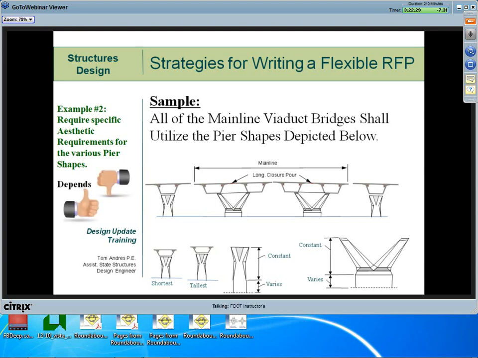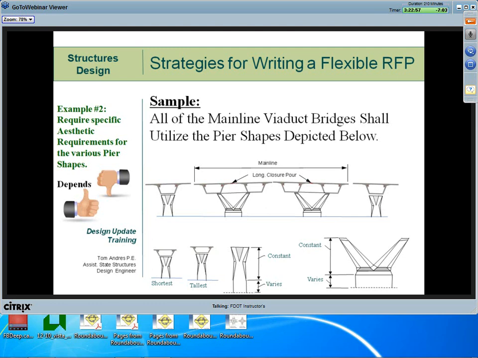This is one of the few areas where a prescriptive approach is appropriate if, in fact, aesthetics is a real commitment. One note of caution here to ensure that you get what you want regarding pier shapes. Make sure that the family of pier shapes include all likely possibilities such as hammerhead, C-piers, straddle piers, because you've got complicated geometrics that are going to force non-standard pier shapes. So make sure those are covered.